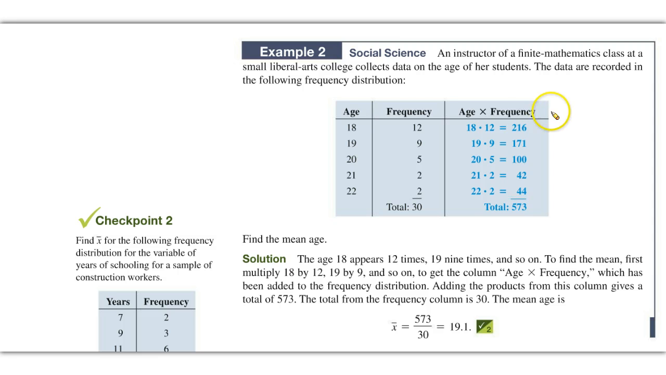So another example would be, let's say, an instructor of a finite mathematics class collected the ages of her students. The age here is 18, and there were 12 of them. So again, you would multiply the age times the frequency. 19 as an age, there were 9 students. 25, 21, 2, 22, 2. So you then get your total, and then the number of items were 30. So to figure your arithmetic mean, your total divided by the number of items, and you end up with an average age then of 19.1 years.